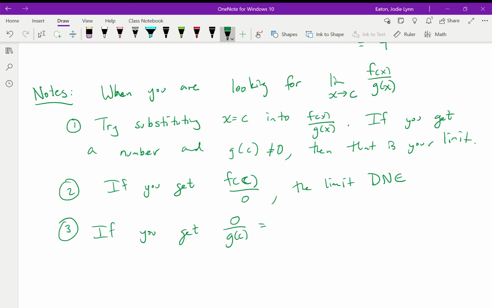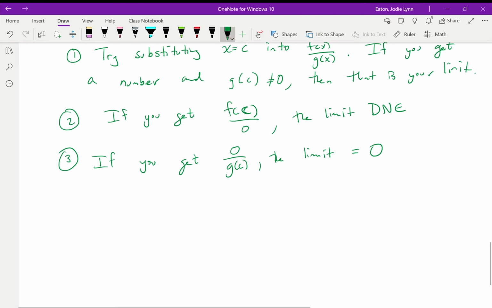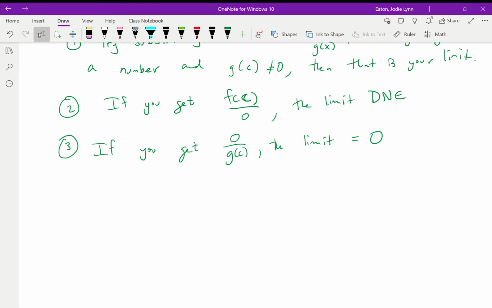Okay, sorry for that late interruption. If you get 0 over g of c, okay, then your limit is going to equal 0. Okay, so 0 in the numerator is fine. It just means that you have 0 over a number is just 0. Okay, it does actually exist in this case.